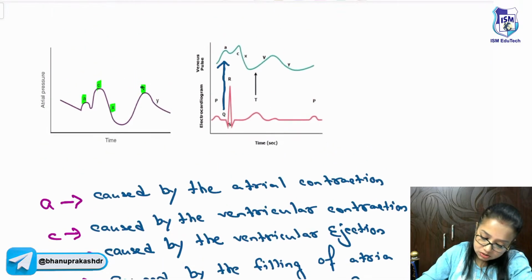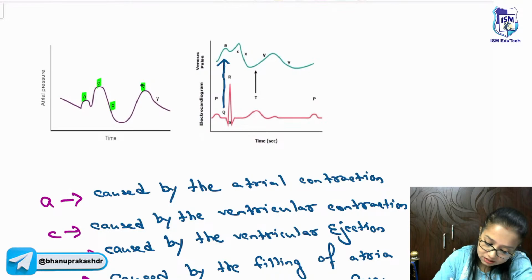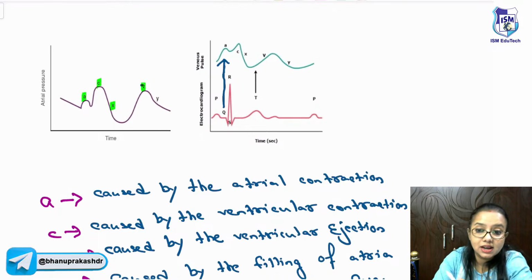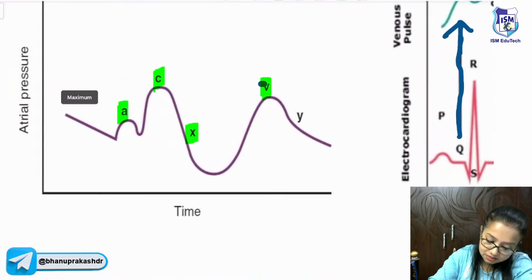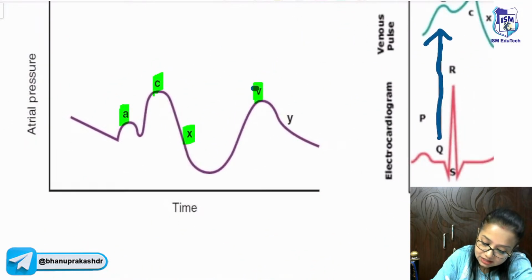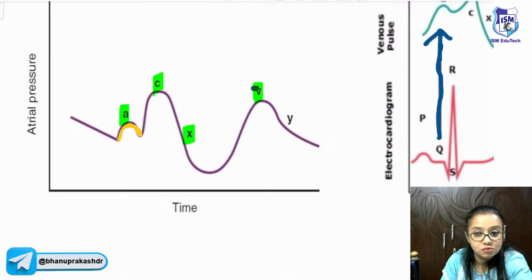Okay, so when there is contraction of the atrium, it causes a certain increase in the pressure of the atrium. See, there is like a hump. There is an increase in the pressure of the atrium, which we get as the A wave.